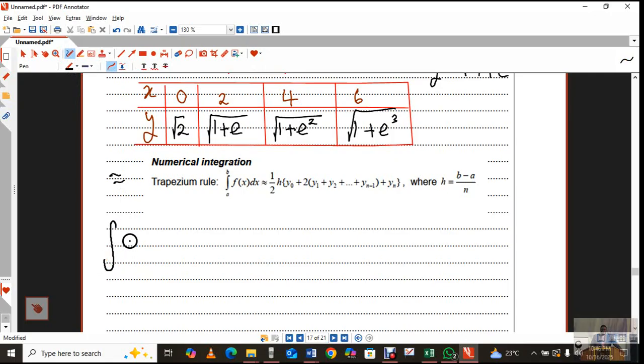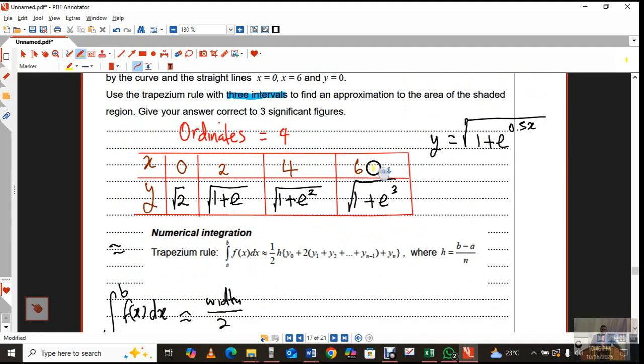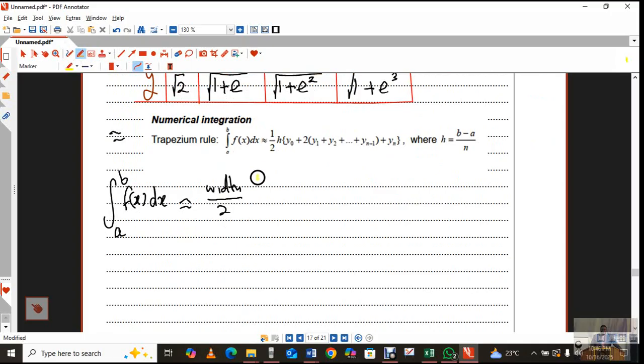If you're integrating a function with respect to x for the limits from whatever they are, in our case 0 to 6, this answer is approximately our width, half of our width. Our width is, by the way, the value of h that we calculated. That's why I put that there. Our width. And then what you're going to say, put a square bracket.